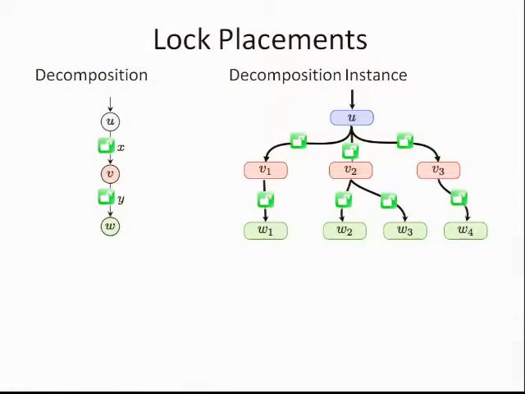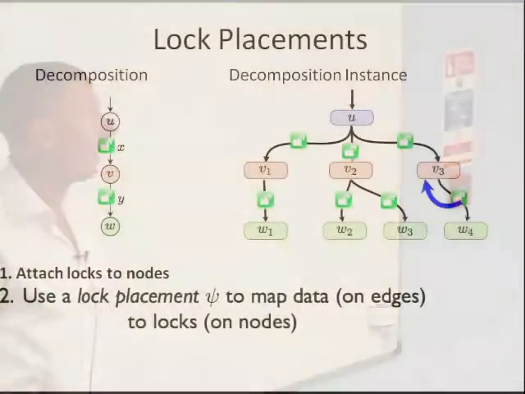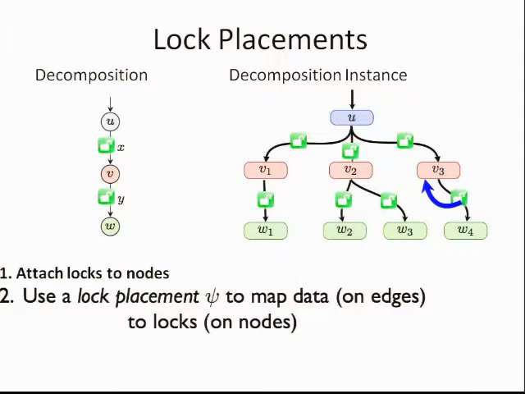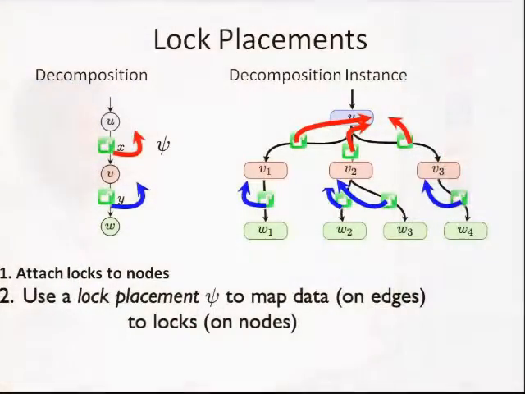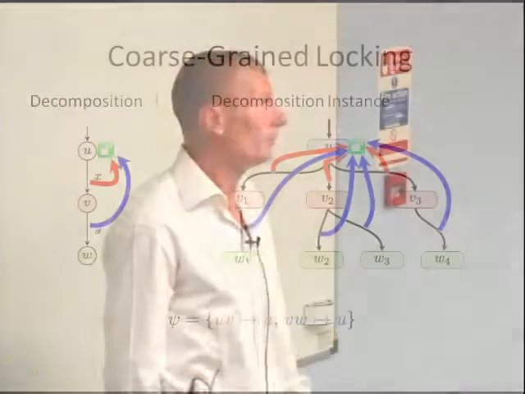So that's not going to work. We're going to do something more conservative. We're going to attach the locks to the nodes. We're going to limit concurrency even further. You see here, these locks are attached to the node, and from the edges we have a map to the node, which we call placement, and it maps the locks to the corresponding node.